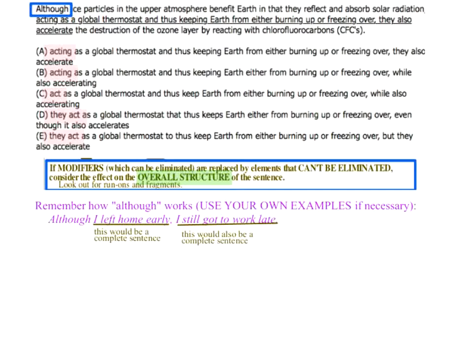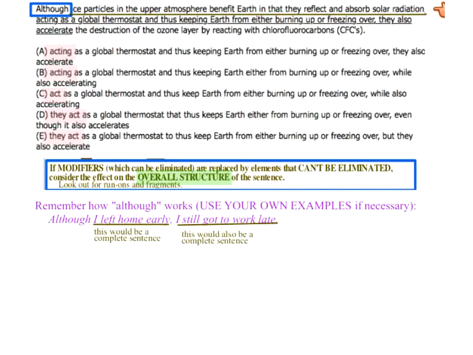So think about that. "Although ice particles in the upper atmosphere benefit Earth," so this is a complete sentence. This thing about ice particles benefiting Earth, that's a sentence. And then there should be a comma there. If there wasn't a comma there, there should be one. Let me put it in there. If that's part of the difficulty people had here, then that's understandable. There should definitely be a comma right there, at the end of this line. Maybe that'll help people. But "although," complete sentence, comma, so you need another complete sentence after that.